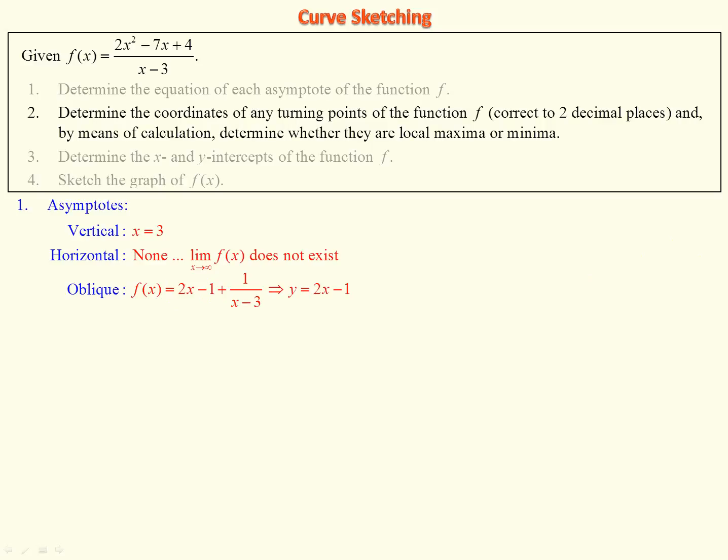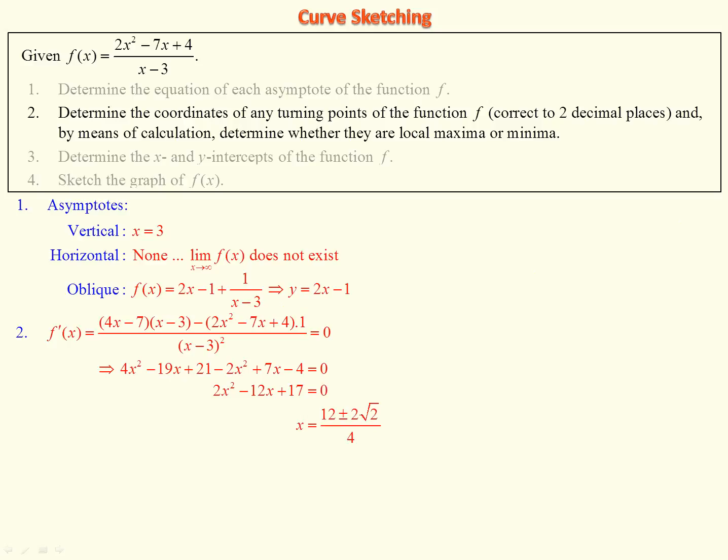Calculate the coordinates of any turning points of the function, correct to 2 decimal places, and by means of calculation, whether they're local maxima or minima. To calculate the x value of the turning point, we need to equate the derivative to 0. So let's differentiate that by quotient rule, put it equal to 0, and solve for x. Notice we need only thereafter equate the numerator to 0. Simplifying, we end up having to use the quadratic formula, which gives us an answer in surd form, but we have been told to give the answer correct to 2 decimal places, so we're going to go one further step and calculate it to 2 decimal places.